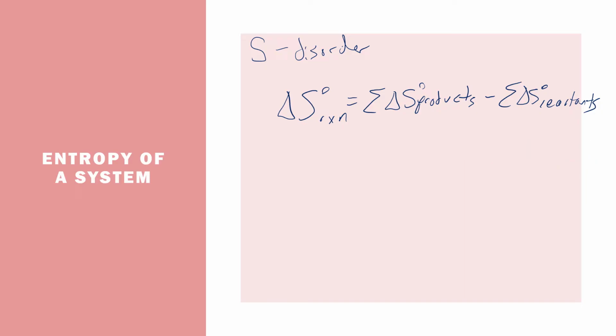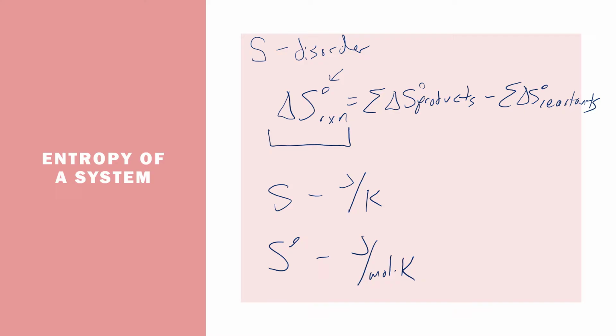A few things I want to point out. This is the overall entropy change for the process that we're looking at, and this symbol indicates that we're at standard conditions. And so for us, we're going to deal with just 1 mole of our process. When we were talking about entropy, we said that the unit for that is joules per Kelvin. When we're looking at standard conditions, it's joules per mole Kelvin, and this is the unit that you'll see most of the time.